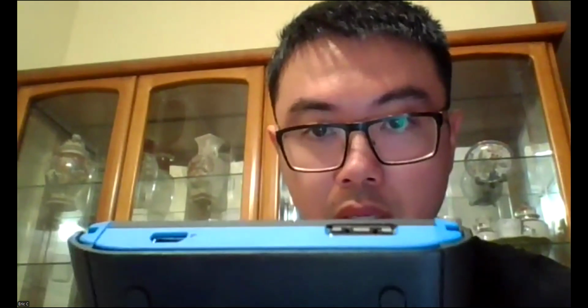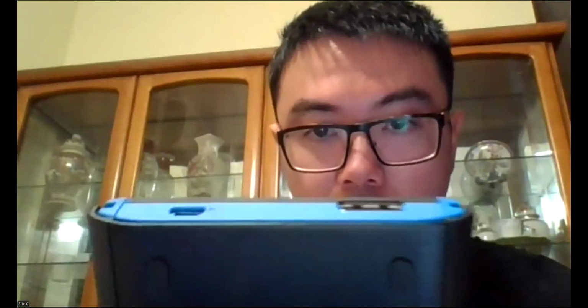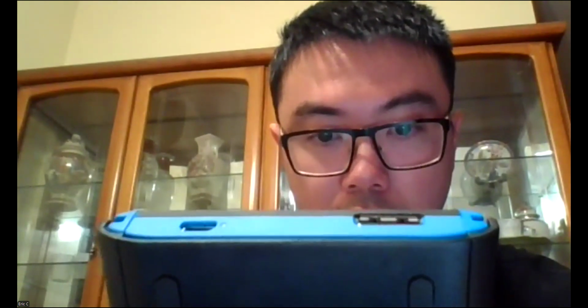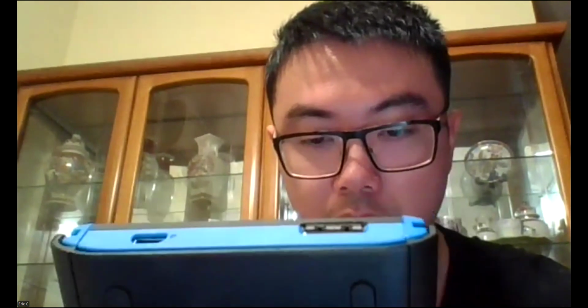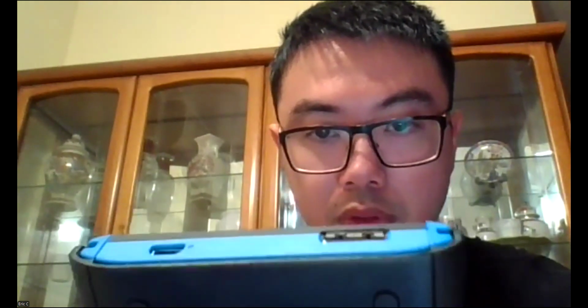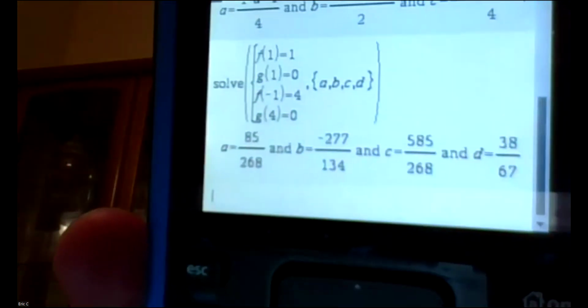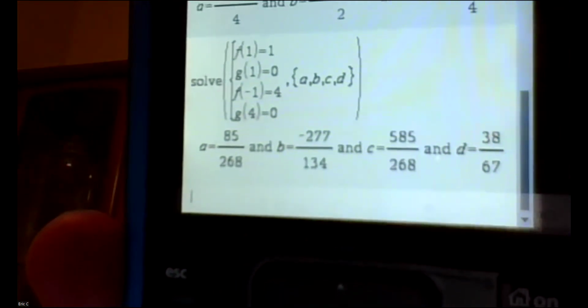Essentially the first 3 equations are the same: f(1) equals 1, g(1) equals 0, and f(-1) equals 4. And the last one is your g(4) equals 0. And your answers are there. So you just need to pick that d equals 38 over 67, and that will answer part B of the question.